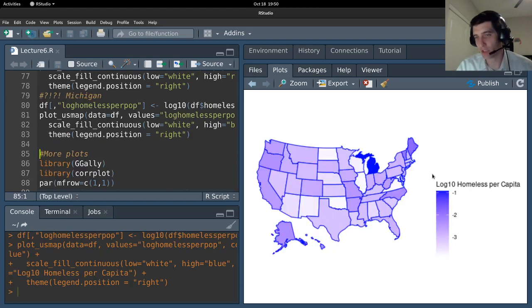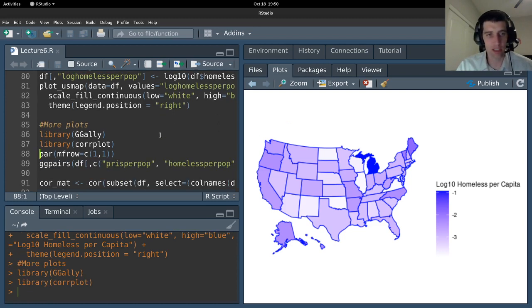So that's what I see here. This is log 10 of homelessness rates. So this -1 is 10 to the -1, which is approximately 1 in 10. That's that Michigan number. But we can see the shading where California corresponds to, I can't really tell so well, perhaps 10 to the -3. So that's 1 in 1,000 people in the state is homeless. But yeah, so you can see more meaningful information.